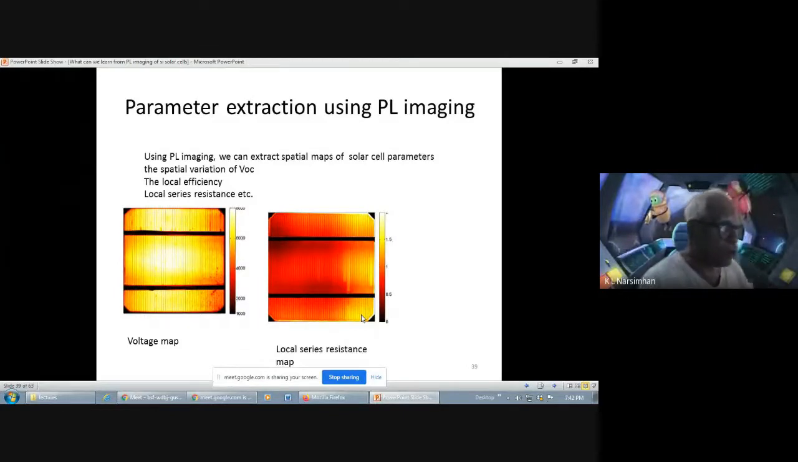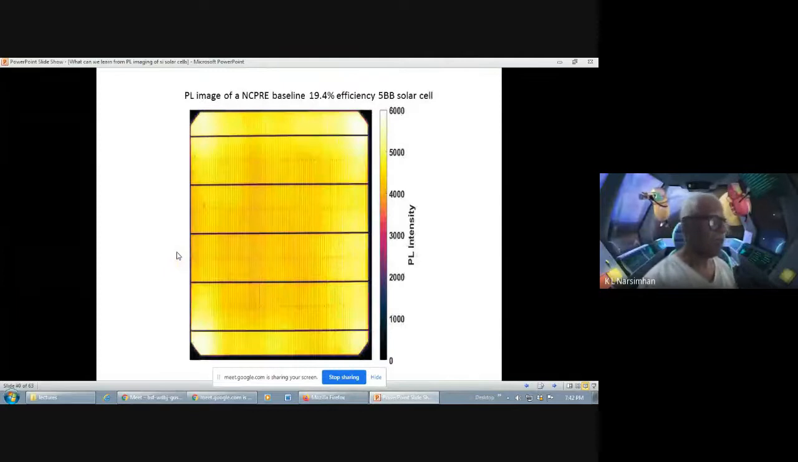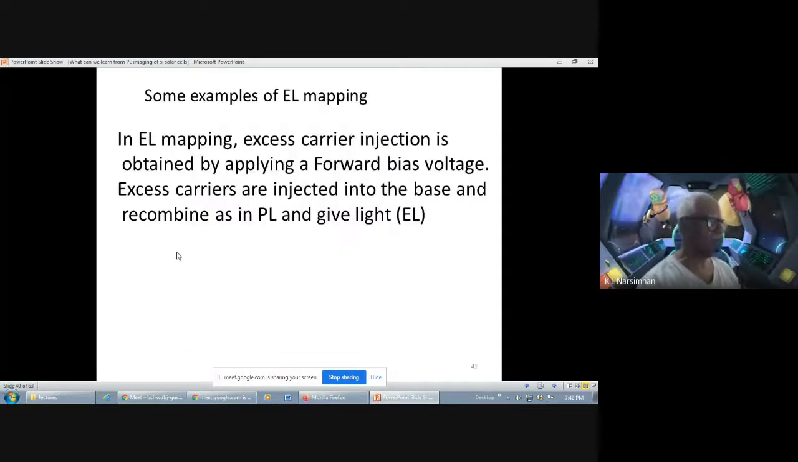So now I have series resistance at every part of the solar cell and the open circuit voltage at every part of the cell. And you can see here the open circuit voltage is large. That must be because my lifetime is large. Whereas if it's a very good cell, like a 19.4 efficiency cell at NCPR, you can see the whole thing is nice and uniform, which is how things should actually be.